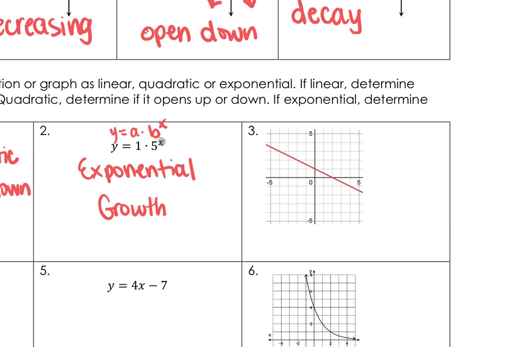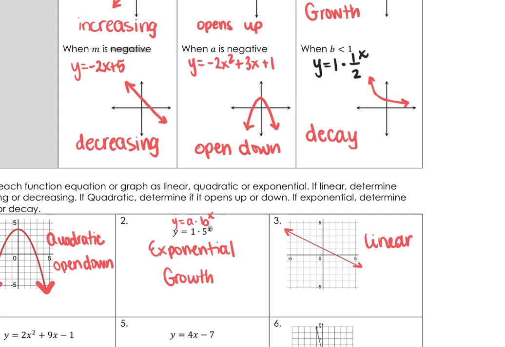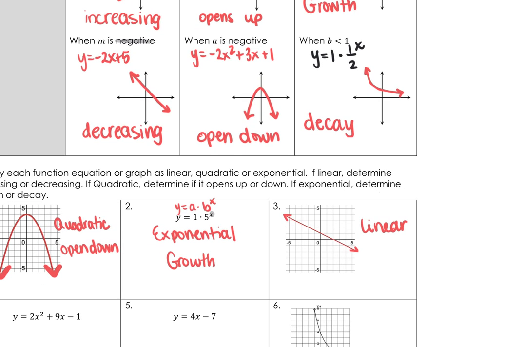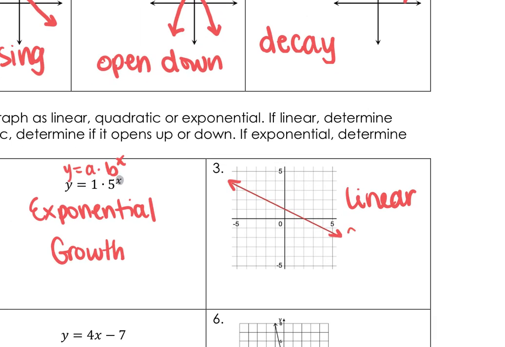Number 3, we are back to a graph. So hopefully it's very easy to tell that this graph is making a line. So that is going to be a linear function. And then we look at graphs just like we read books. So we are looking at this line from left to right. And as I trace it from left to right, it's going down, which means it is decreasing.